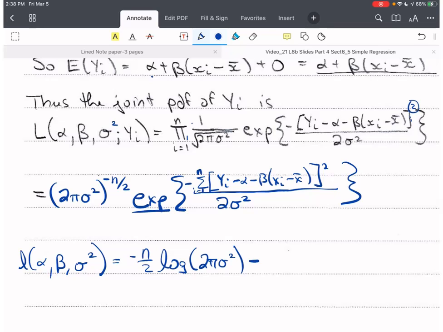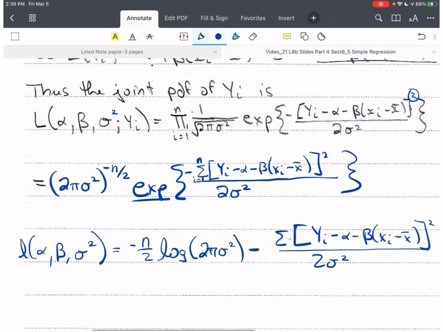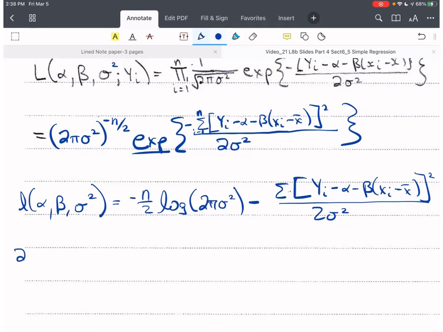So this is going to be minus the sum, and I will use square brackets, yi minus alpha minus beta times xi minus x bar, quantity squared, over 2 sigma squared. Now I'm going to take the derivative with respect to alpha. And again, the first term is going to go to 0. So I have 0 minus.